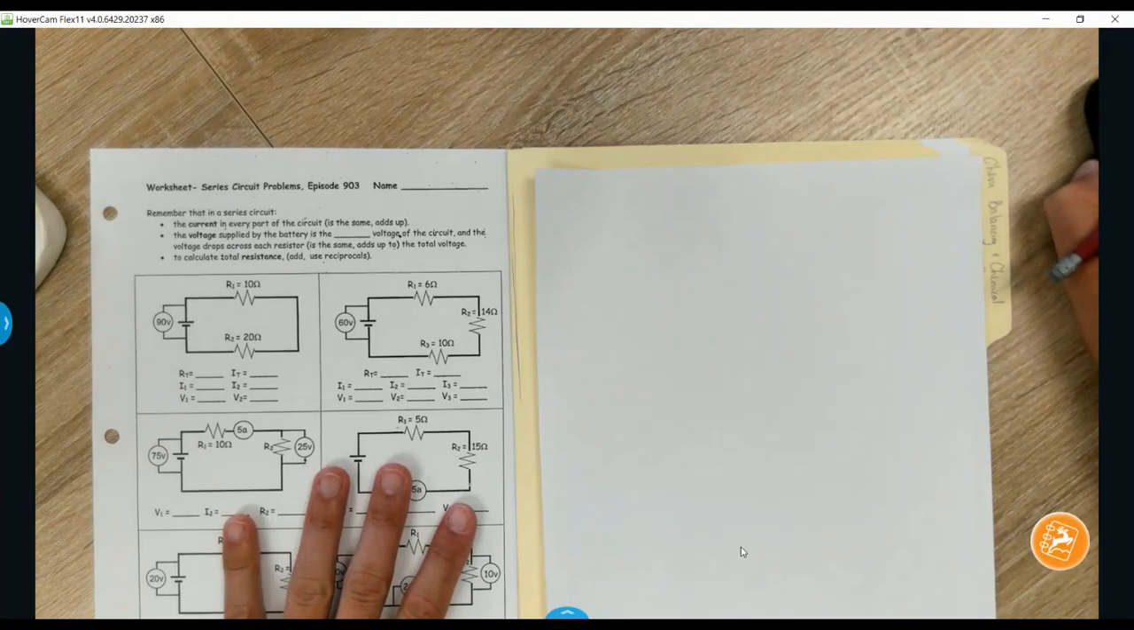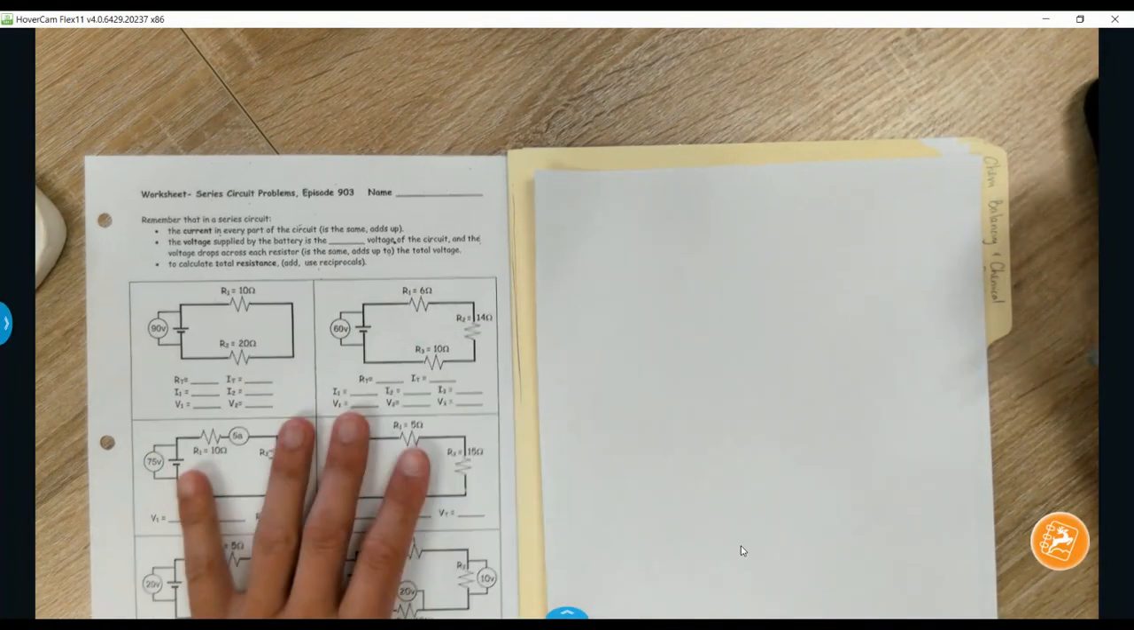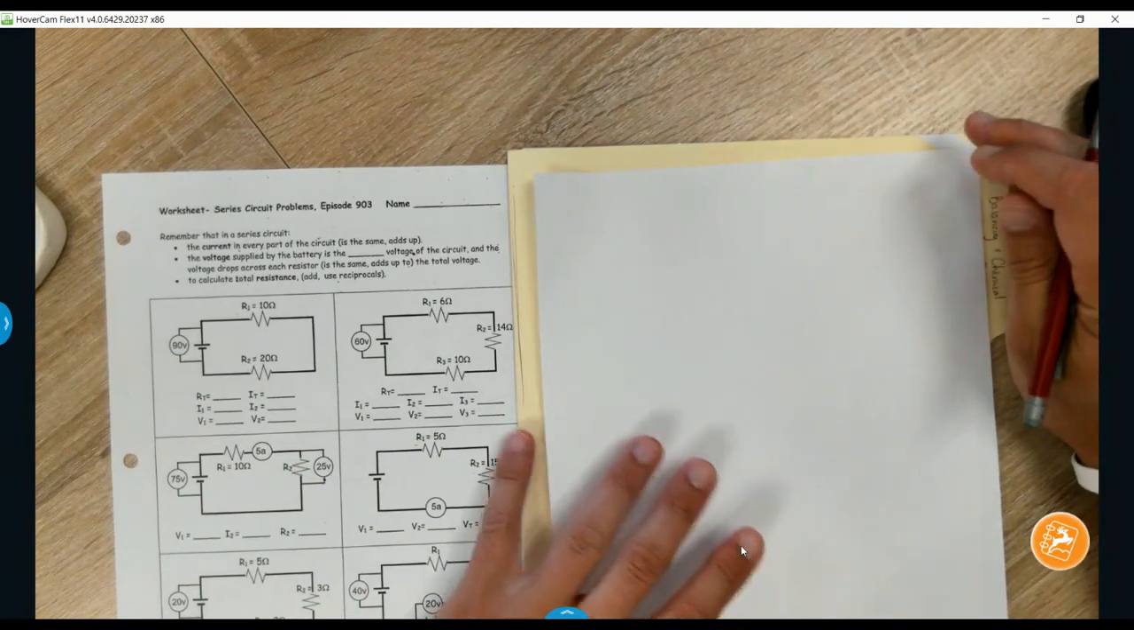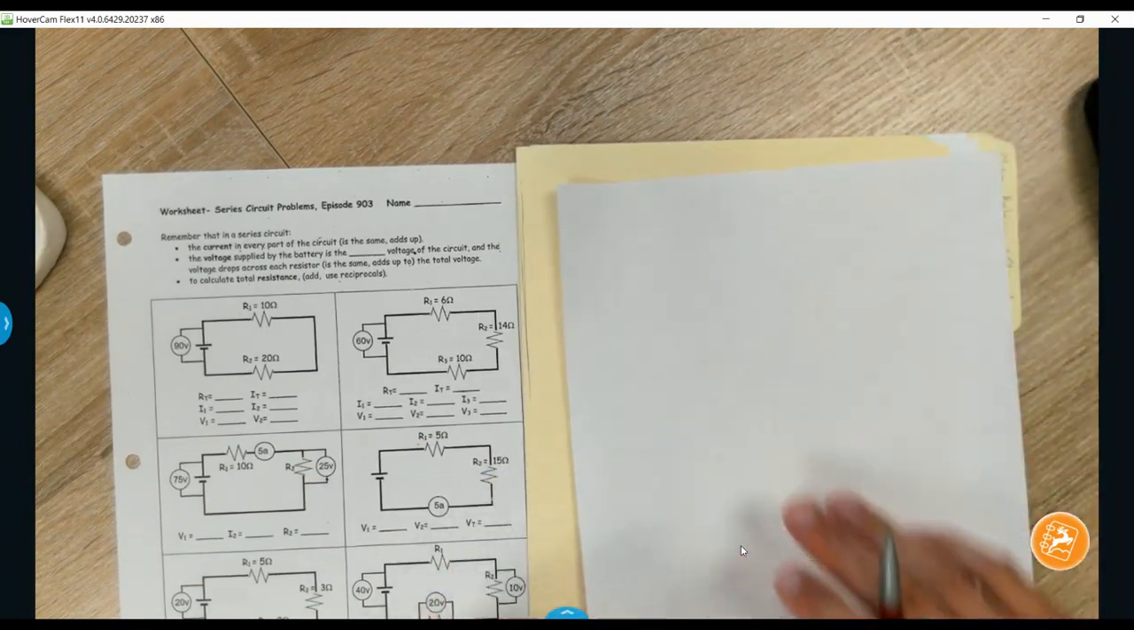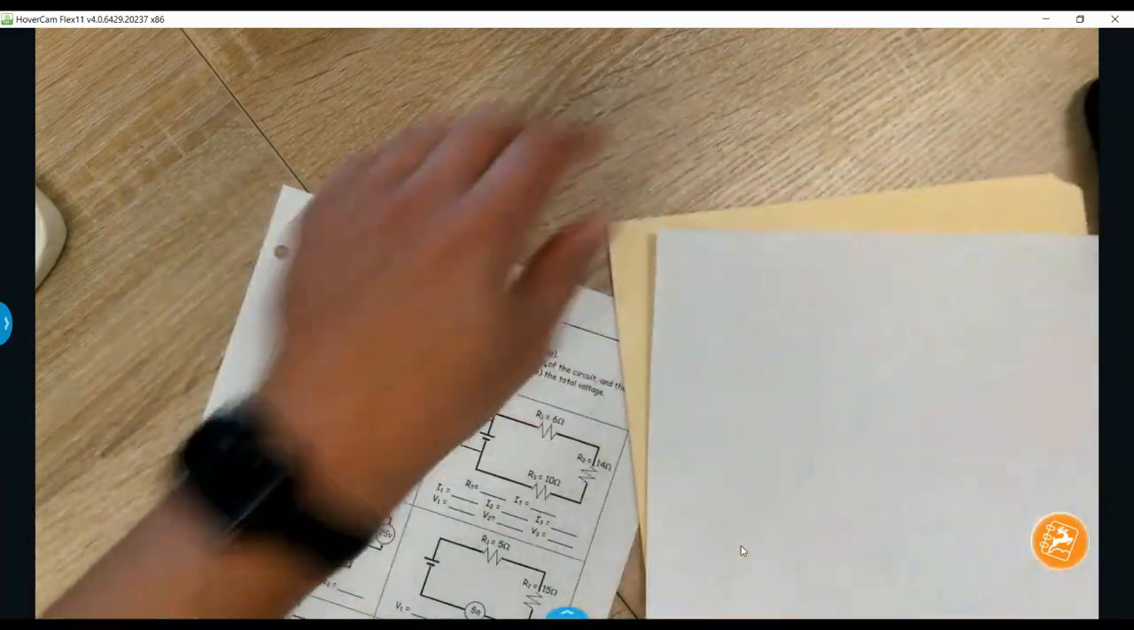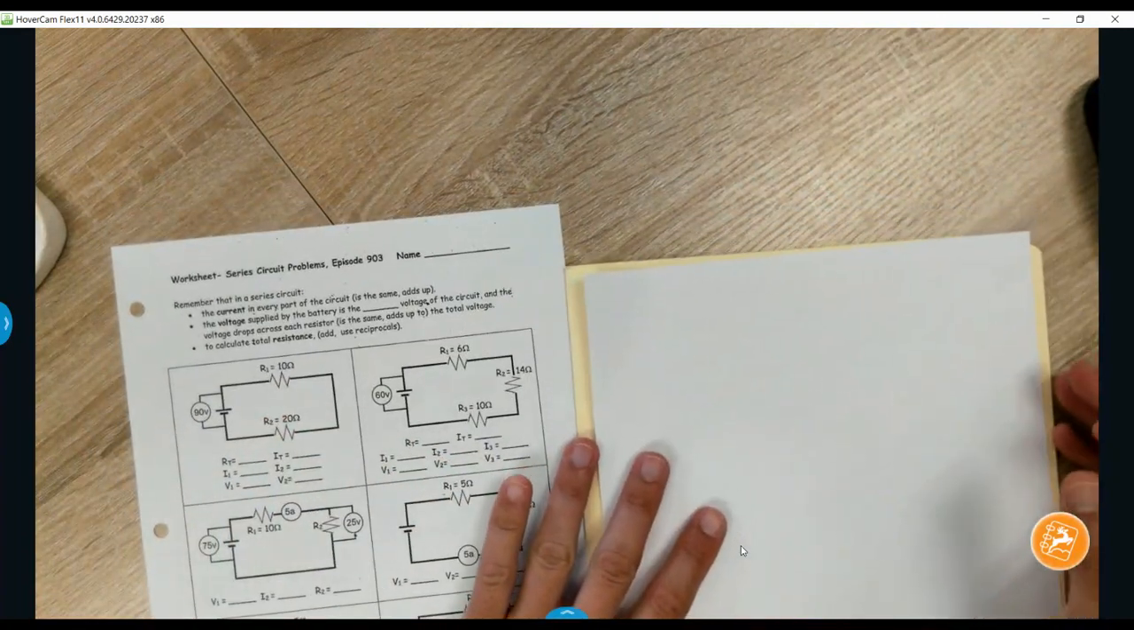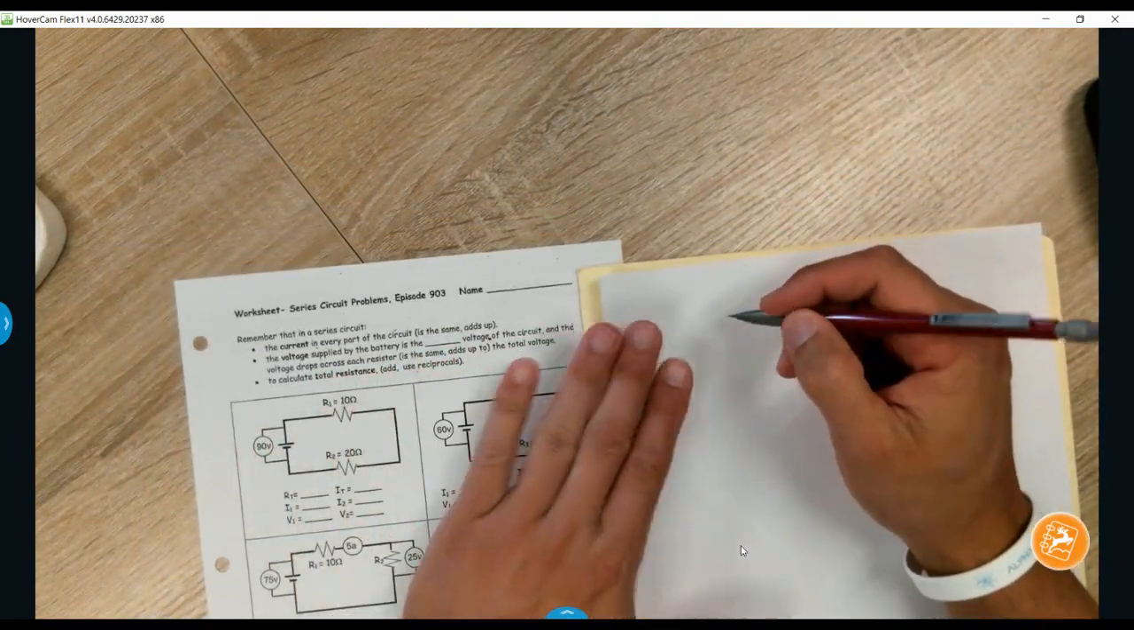Okay, so we have to deal with solving these problems. We're going to make what we call a VIR table for each of these. And when we do this, we need to know that we're dealing with all series circuits.